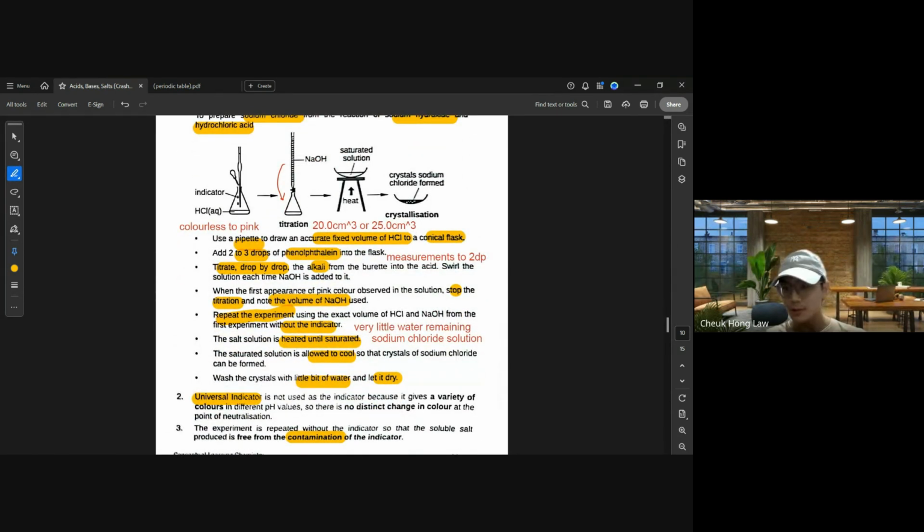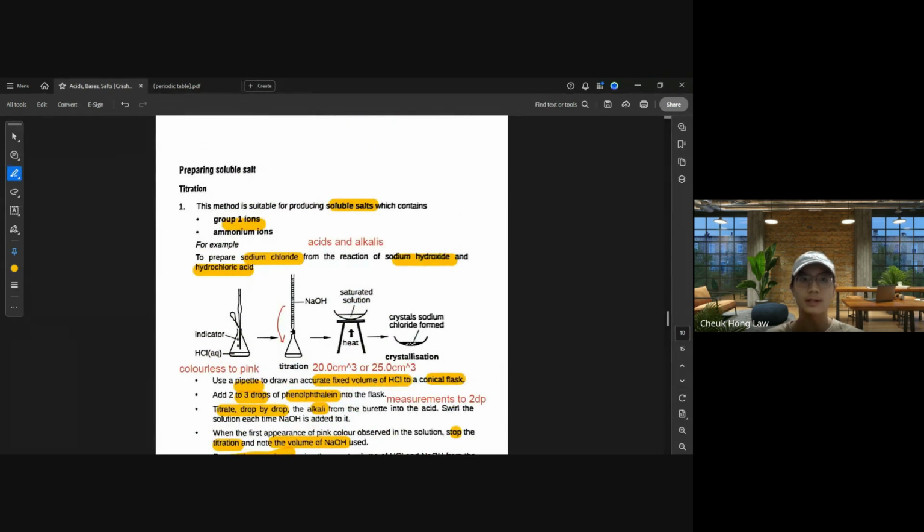For preparation of salts, can we use the glass rod to test whether the solution is saturated? You don't really have to test whether the solution is saturated. You can just see whether almost all the water is gone. If almost all the water is gone, then it's saturated already. Or just make sure there's a little bit of water left, not completely dry, then it's considered saturated. So I hope you guys understand titration better.